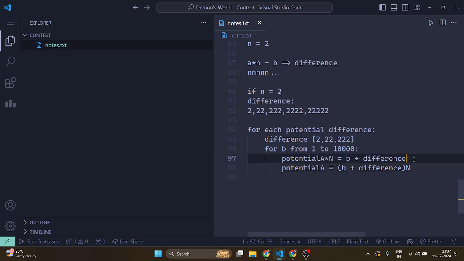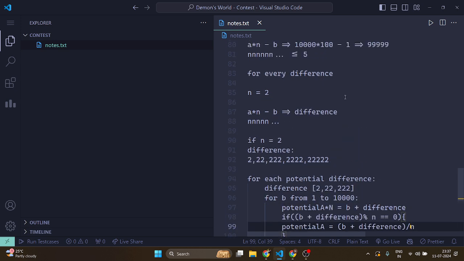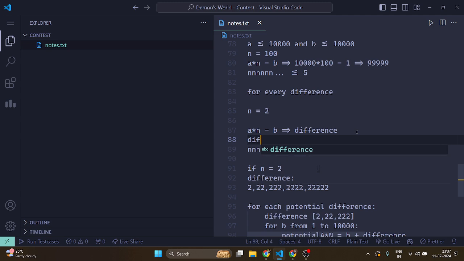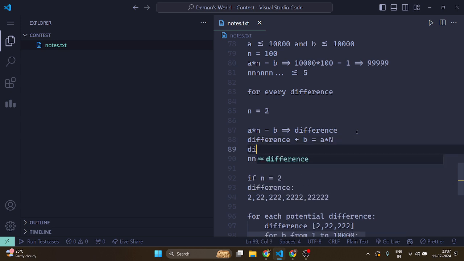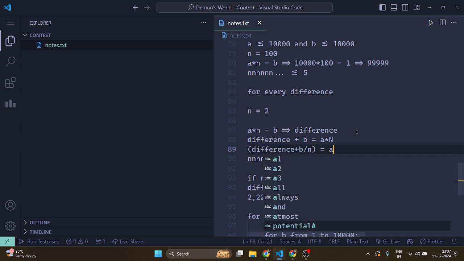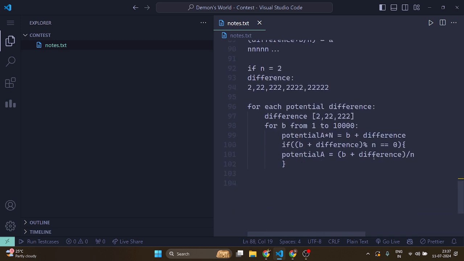This is only possible if b plus difference modulo n is equal to 0. If this is divisible, then it is possible. So if this is possible, potential a will be b plus difference upon n. Because as you can see here, if you simplify this equation, difference plus b is equal to a times n, and difference plus b upon n is equal to a. So difference plus b upon n is our potential a.